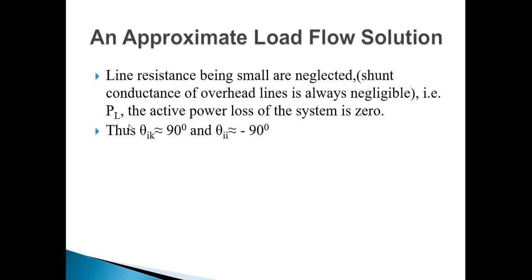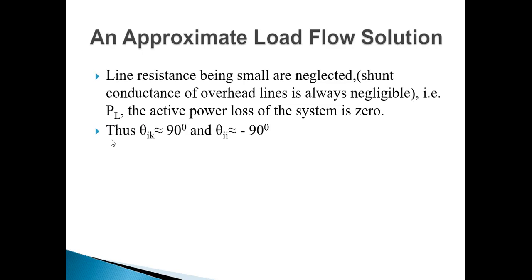That is the PL, the load power. The active power loss is zero in the system. So PL, the active power loss, is taken to be zero. Why is it taken to be zero? Active power loss is nothing but the I square R loss in the power system, but we are neglecting resistance. That means we are considering R to be 0, so PL equals 0.